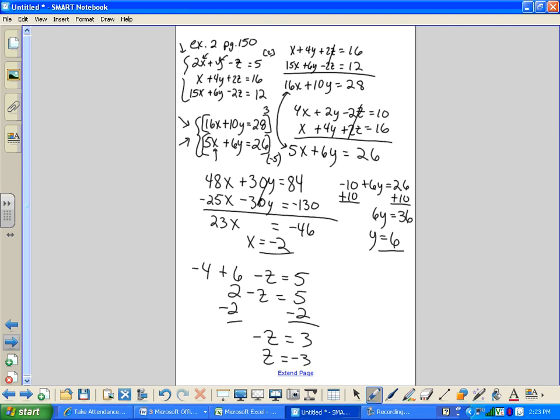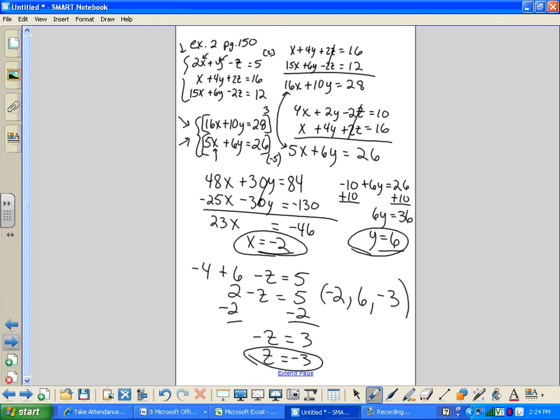So finally now I've got my solution. There was the x, there was the y from the 2 by 2, and then the z from the 3 by 3. So I'm going to write it in what's called an ordered triple. You do it in alphabetical order here. So it'd be negative 2, comma 6, comma negative 3.